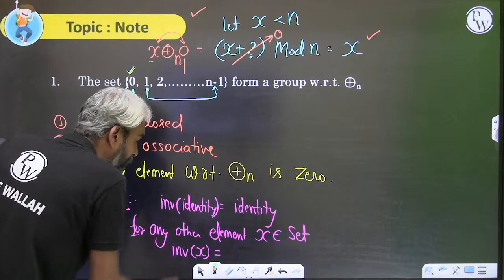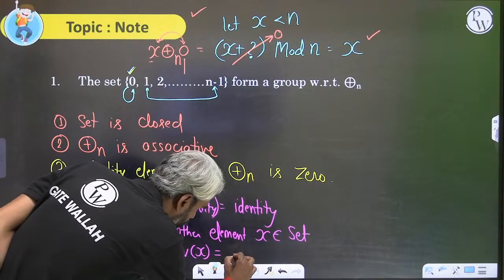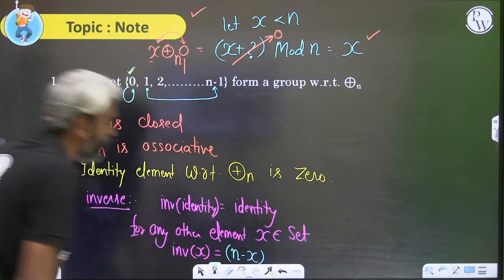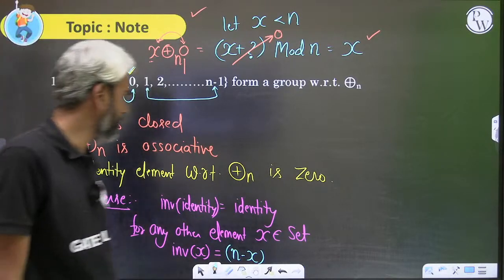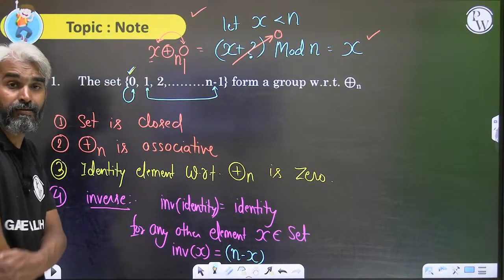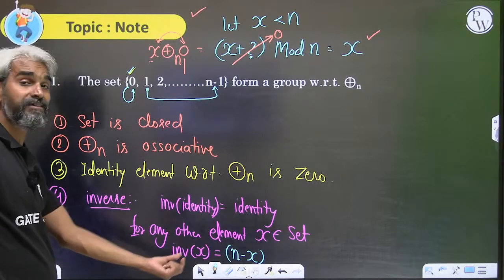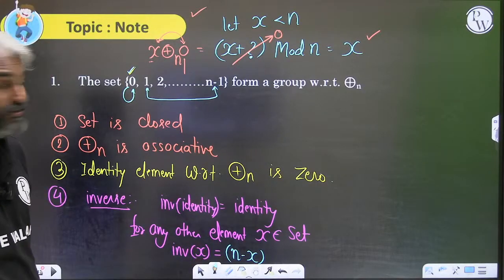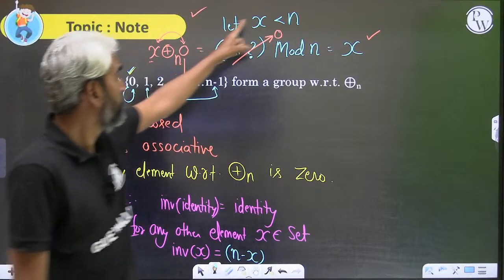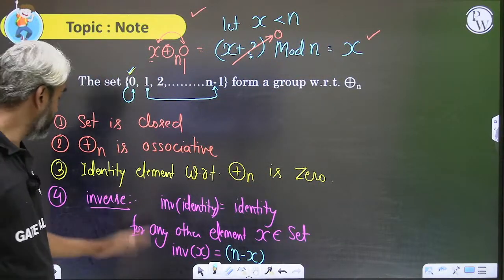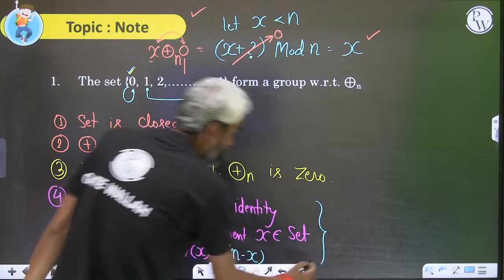So, for any element x, the inverse of x will be nothing but n minus x. And if x is present in the set, then n minus x will also be present in the set, because x is between 0 and n minus 1. Clear? So the inverse will also exist for every element of the set.